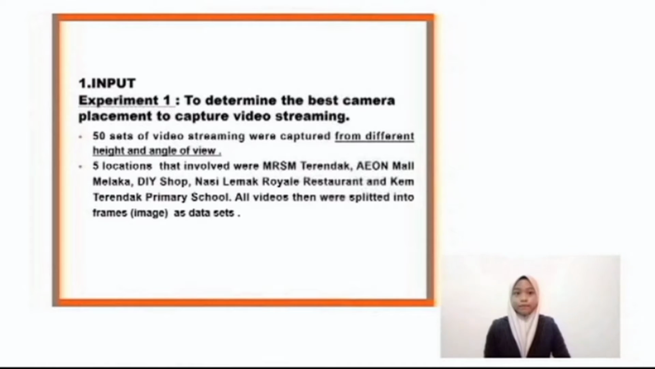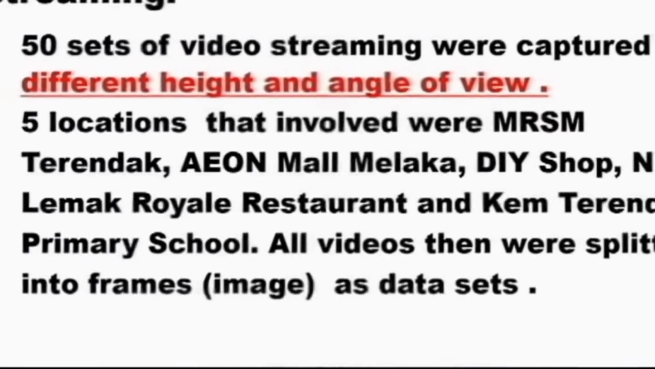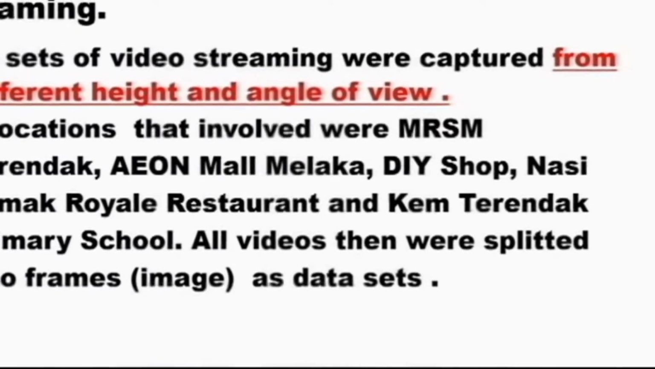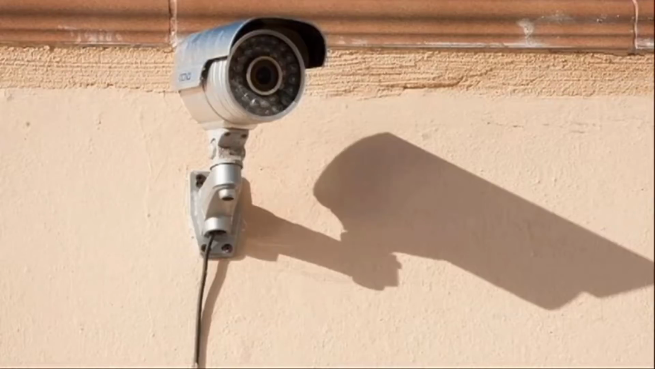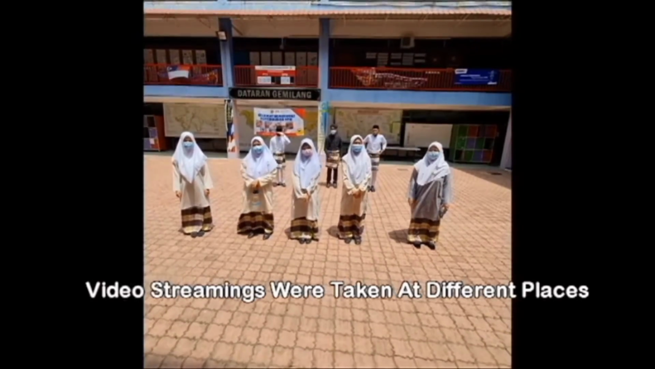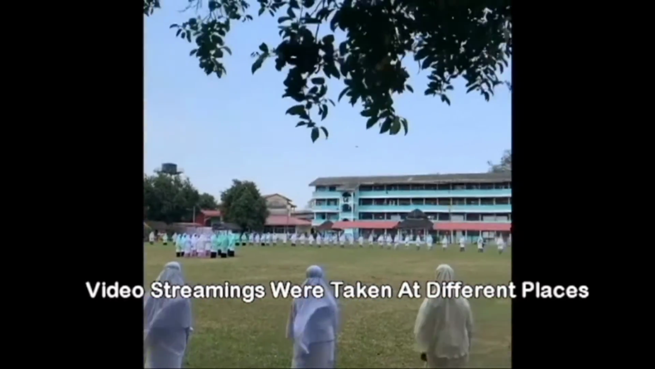Experiment 1 is to determine the best camera placement to capture video streaming. 50 sets of video streaming were captured from different heights and angle points of view, and then split into frames as datasets. These are part of the video streamings that were taken at different places.